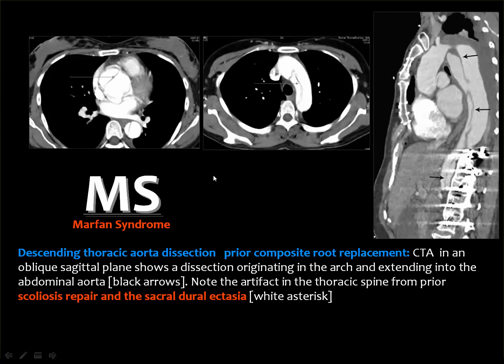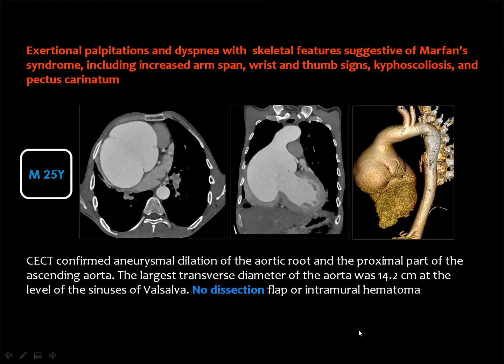And this patient with Marfan syndrome shows the intimal flap denoting aortic dissection affecting the aortic root, extending into the arch as well as the descending aorta. These metallic artifacts are due to the repair of scoliosis, which is one of the major criteria of Marfan syndrome, usually associated with dural ectasia, as I will mention.